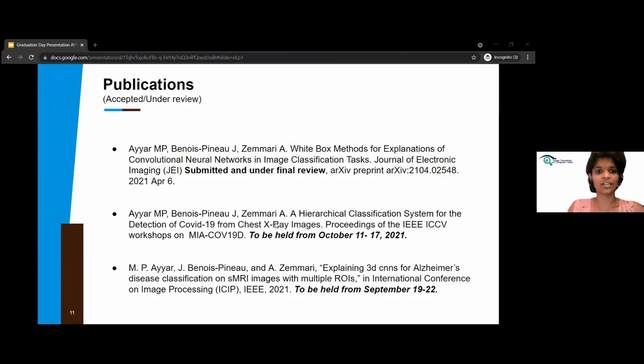I also worked on a few sMRI images of the brain and applied similar explanation methods for the case of Alzheimer's disease classification. I won't present them again here in detail, but all the work I have done has been presented in these papers. I have given the references, and you are welcome to look at them anytime and discuss with me if you have any queries.